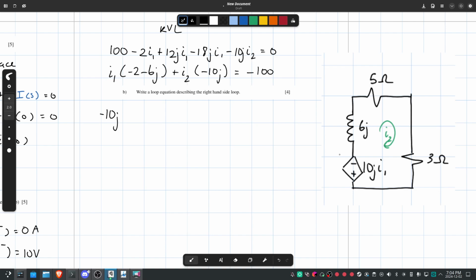so negative 10J, we're going to start at the voltage source. So negative 10J I1 minus 6J I2 minus 5 I2 minus 3 I2 is equal to 0.